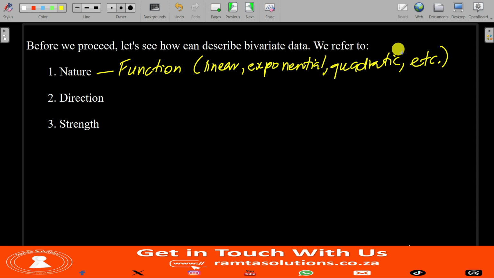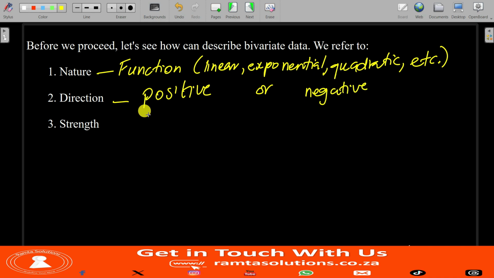So now the nature of your data is when you refer to the kind of function that your data exhibits. Now, when we refer to the direction here, this is when we say if it's linear, it is a positive gradient or negative gradient. In the same way with exponential, and with quadratic. So basically, your data could be positive or could be negative, right?